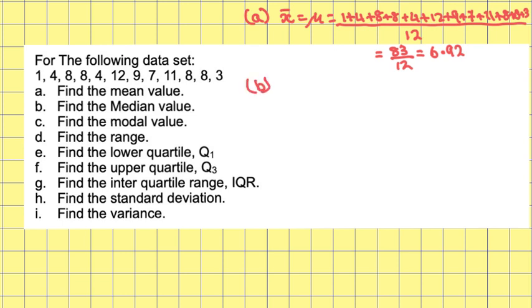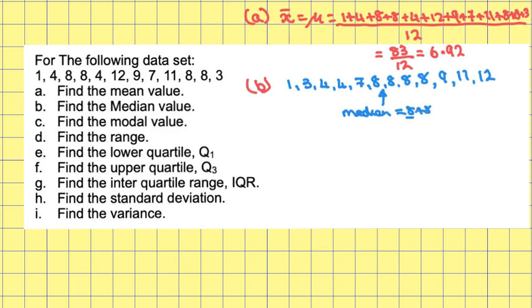Part B is the median. So for the median, the first thing we have to do is put them in order. So the order is 1, 3, 4, 4, 7, 8, 8, 8, 8, 9, 11, and 12. So there are 12 pieces of data, so it is halfway between the 6th and the 7th, so the median is equal to 8 plus 8 over 2, which is 8.